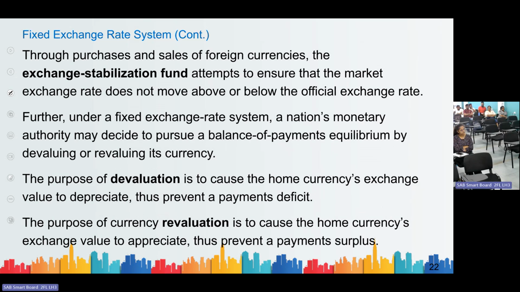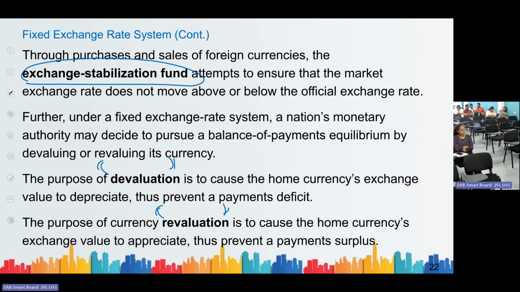To maintain a fixed exchange rate, it requires an exchange stabilization fund. When there is excess demand or excess supply of foreign exchange, the monetary authority can release foreign exchange or obtain foreign exchange from the market through a fund called the Exchange Stabilization Fund. Under a fixed exchange rate system, we don't use the terms depreciation and appreciation. Instead, we use the terms devaluation and revaluation.